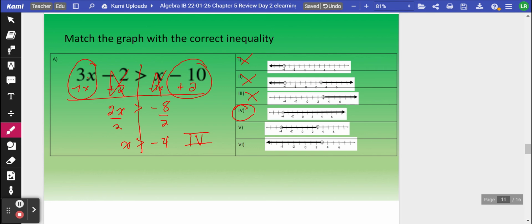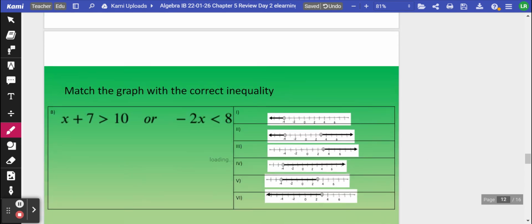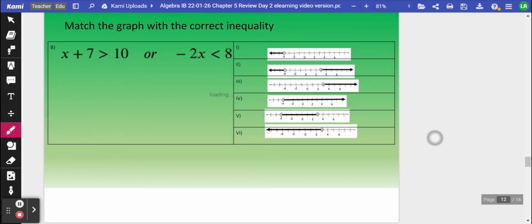Okay. Same deal, new problem. Go ahead and pause the video, solve the or statement, and figure out which of these is the correct graph. Let's solve it first.